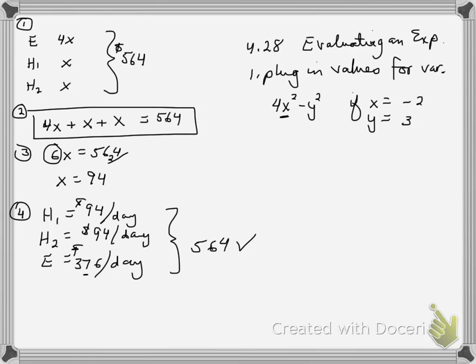For the x, so I'll write down the 4. For the x, I'm going to put in parentheses -2. And then outside the x, we have the square. Minus, plug in for the y, in parentheses, the value of y is 3, and outside the parentheses is the square.